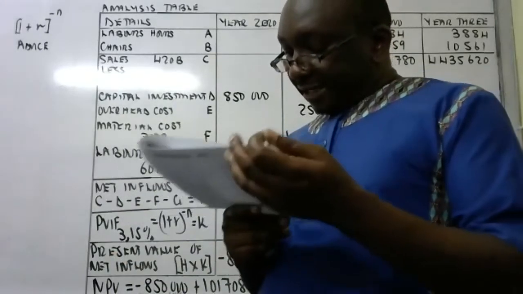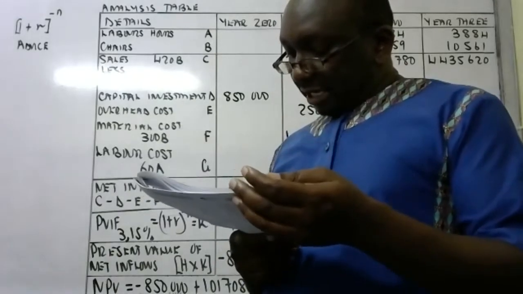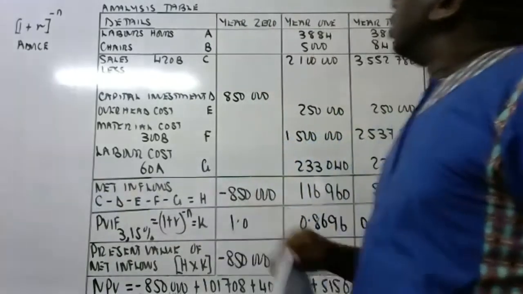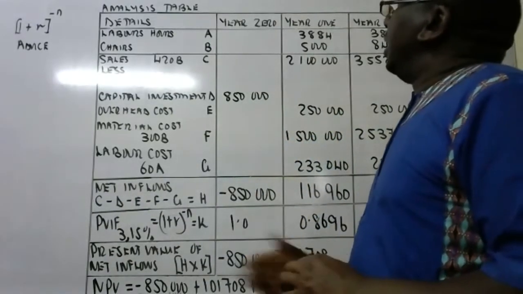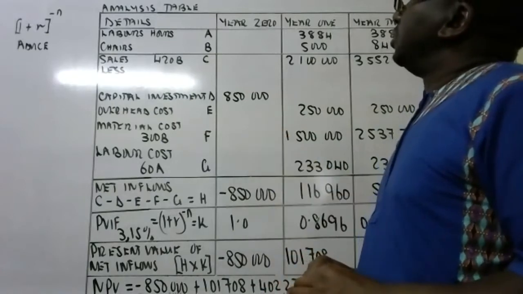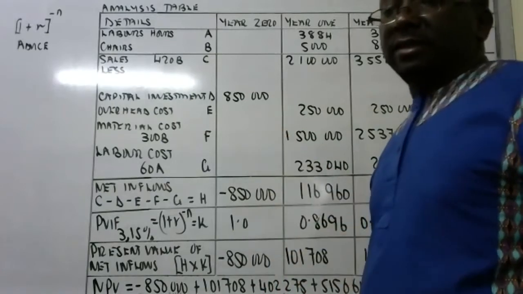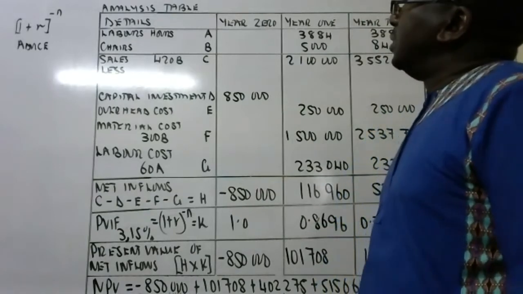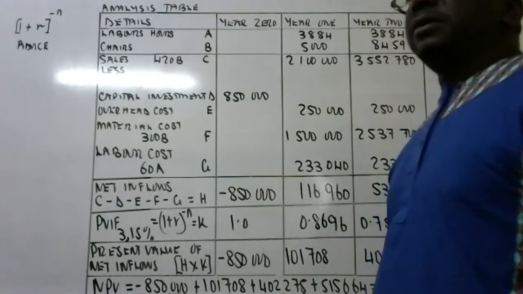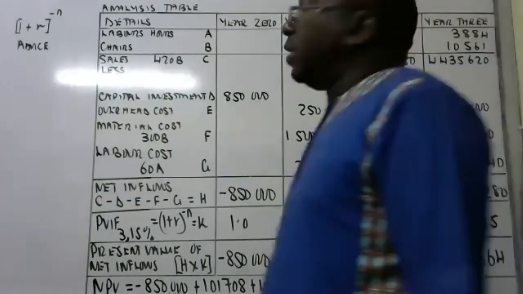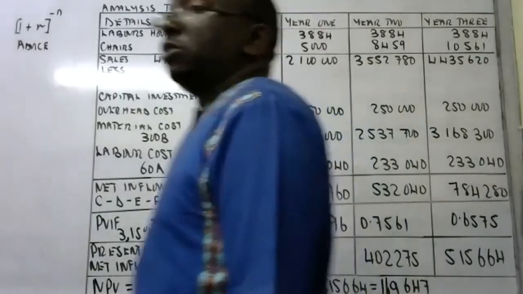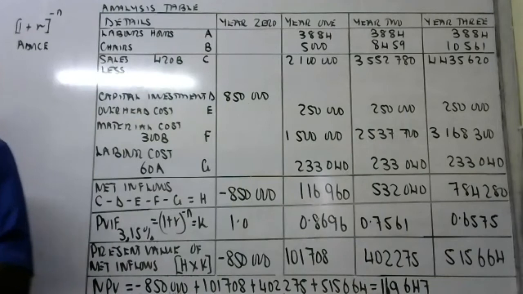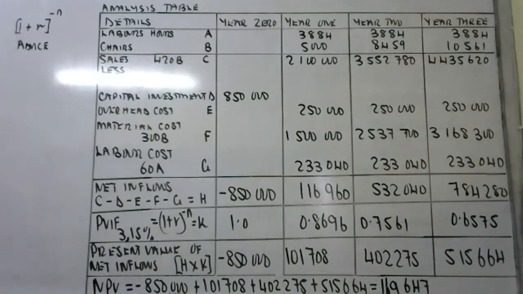So state other factors the management of Drakari Limited should consider before making the decision. So before taking up that decision, what are the factors you need to consider? One is availability of labor hours. You need to be sure that the labor hours will be available as shown. Availability of labor hours.